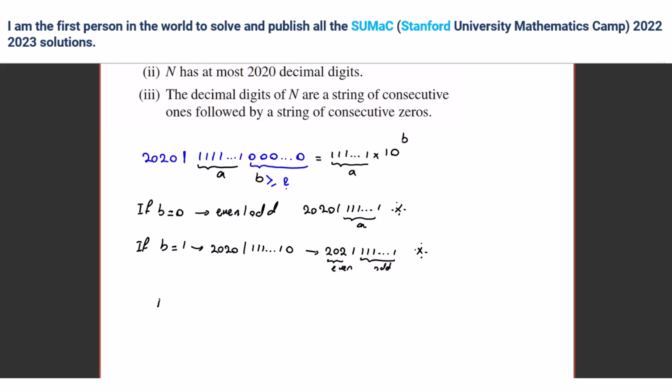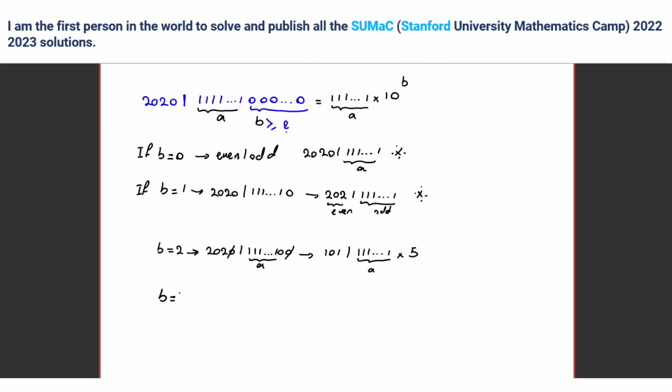But let's consider if B is at least 2. Do you agree then it's okay? For example, let's check B equals 2. Then 20 divides some number of ones and then 2 zeros, right? So you can cancel this 0, and 20 you can divide by 2. It's 101 divides this number of ones. So suppose A ones, that's possible. A ones times 5, that's okay, right? Yes, it's possible. And if you have more zeros, again, it will be similar.